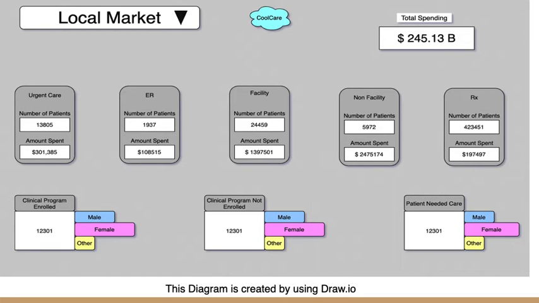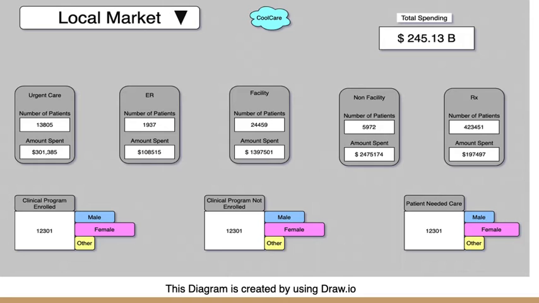If you go further down, you will see how many patients are using what services. For example, let's say 13,000 patients are using urgent care, but about 2,000 patients are using ER. The same details will be provided for facility, non-facility, and how many patients are taking medicine. It also presents the total amount spent for each department.